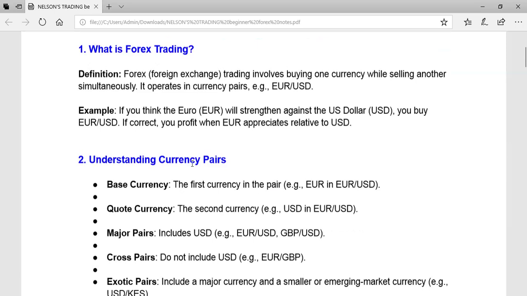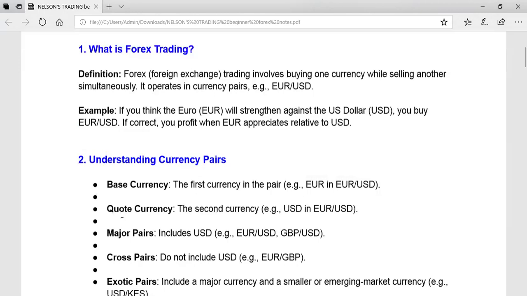So for example, understanding the currency pairs. The base currency is the first currency in the pair. For example, we said at this point EUR/USD. So the first currency is the euro, EUR. The first currency is what we call the base currency.